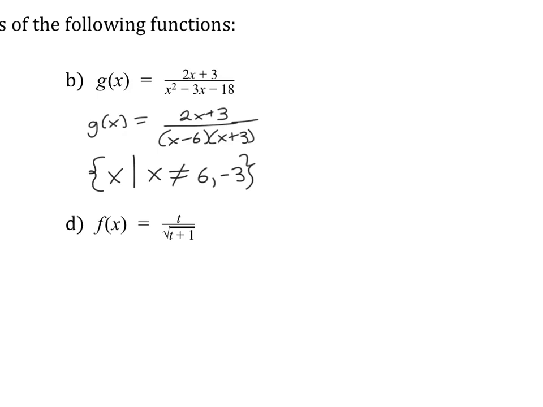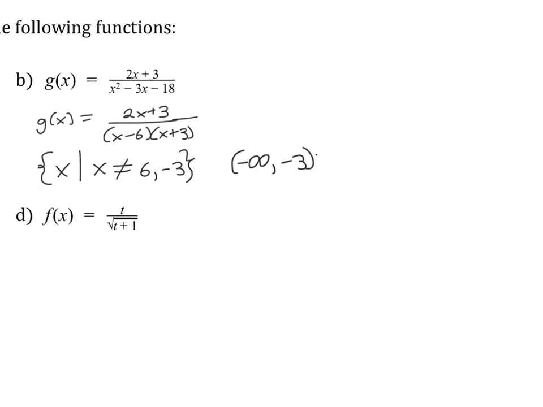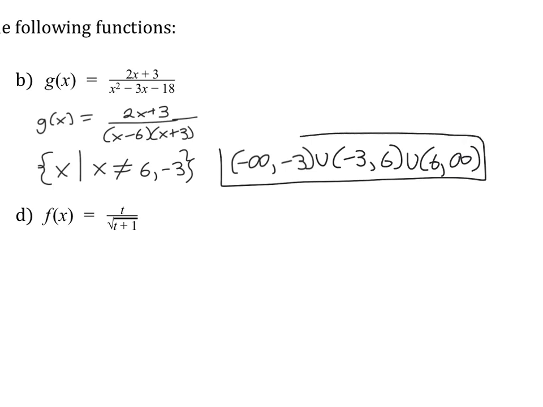For interval notation, it's a little bit more convoluted. We have to say from negative infinity to negative 3, from negative 3 to 6, and then from 6 to positive infinity. That's kind of a roundabout way of including all numbers except for negative 3 and 6.